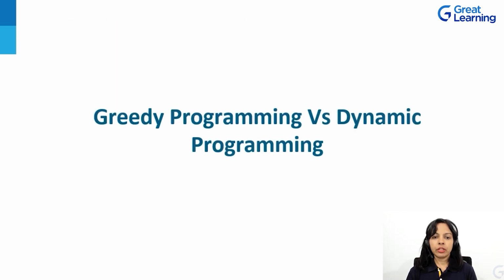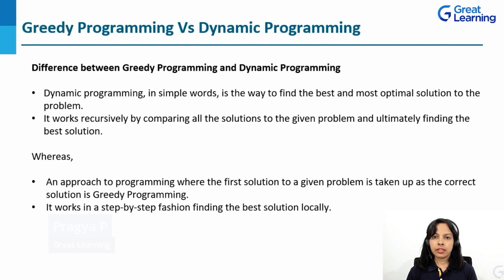Now let us talk about greedy programming versus dynamic programming. That is, the difference between greedy programming and dynamic programming is what I'm going to discuss now. Greedy programming follows an approach where it looks for the near optimal solution, the local optimal solution, the local best solution. But dynamic programming looks for the overall optimal solution, the overall best solution. So this is one major difference.